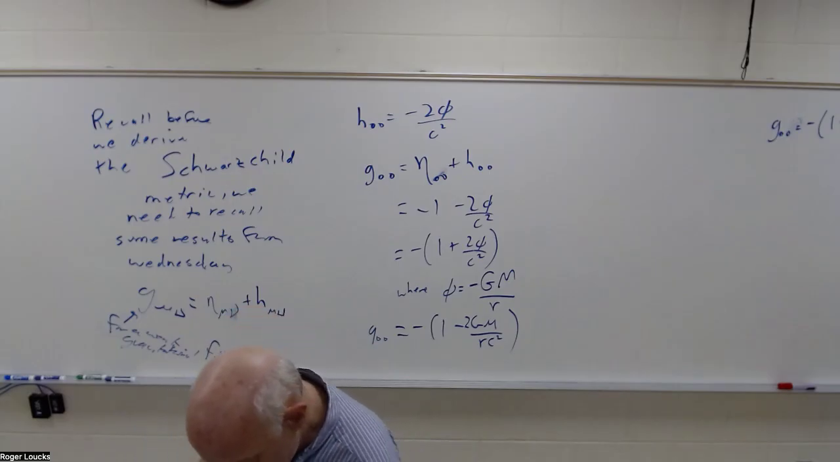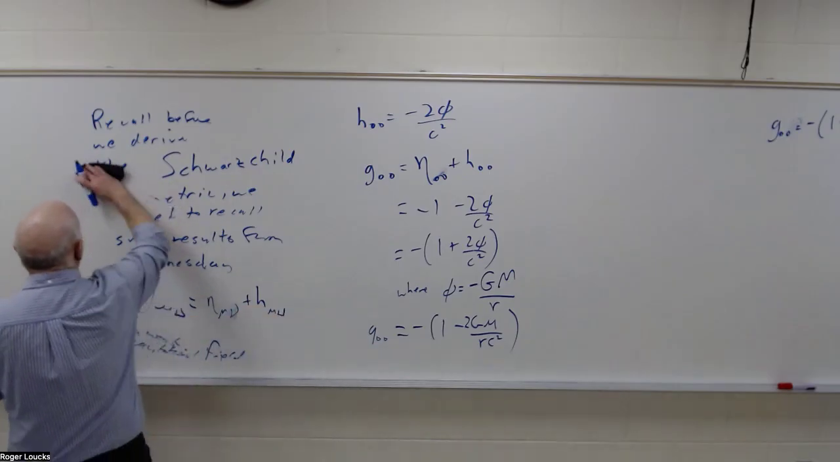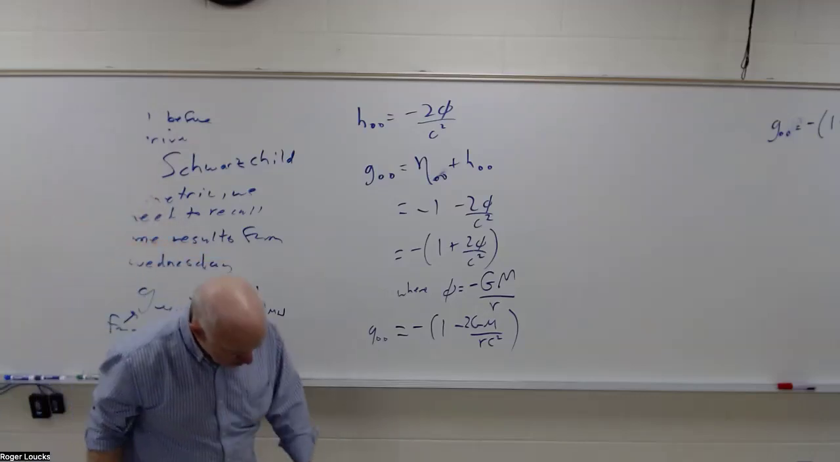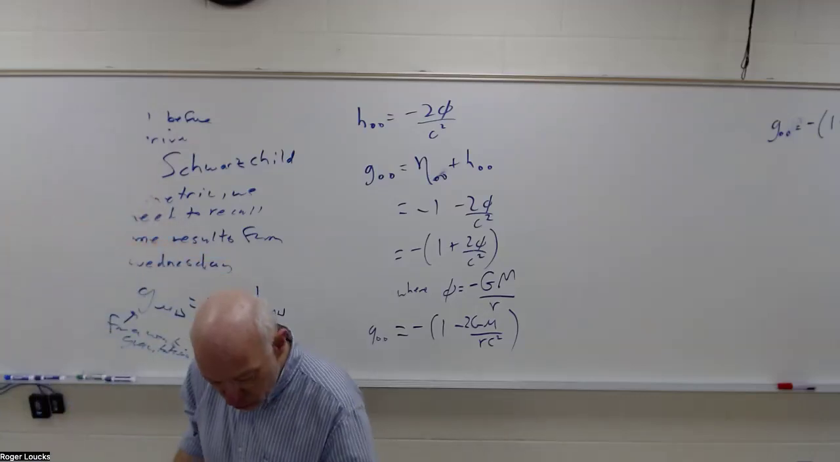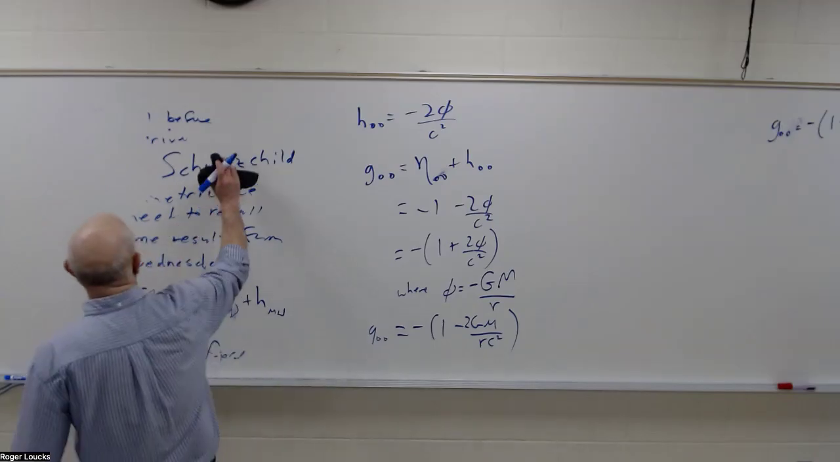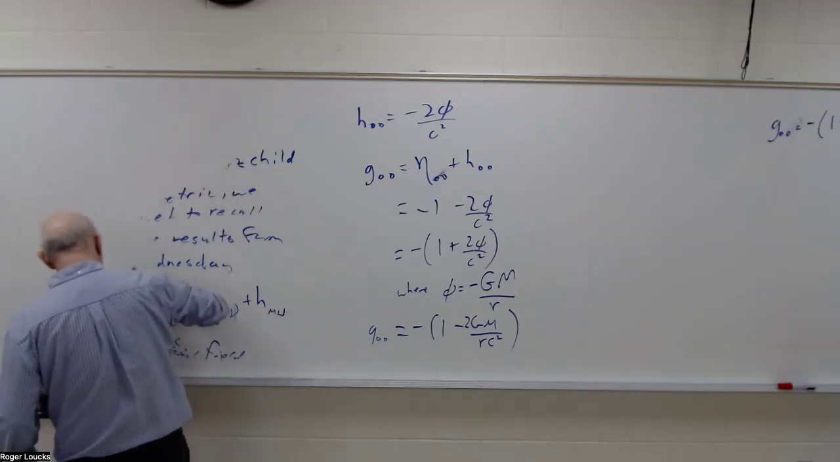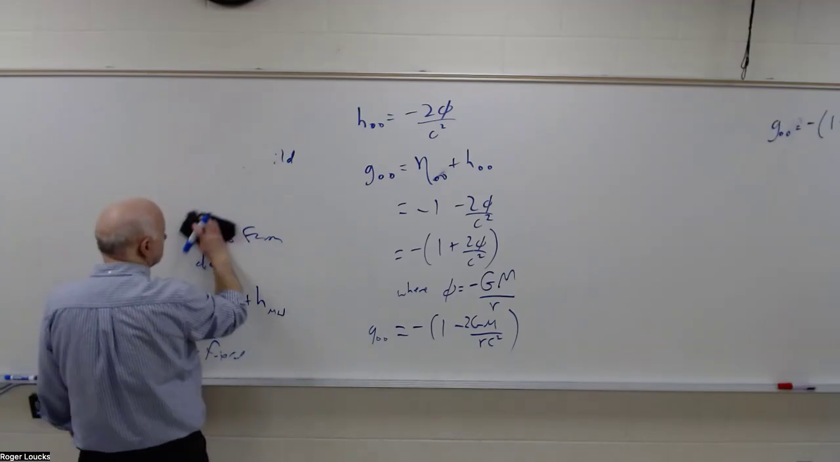So let's go on and get to our method for the Schwarzschild. This is the first problem that was solved in general, the first metric.